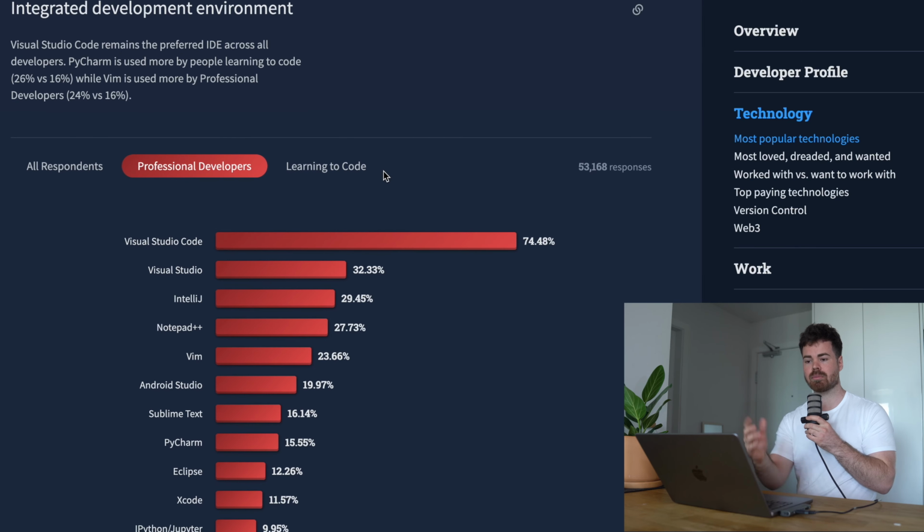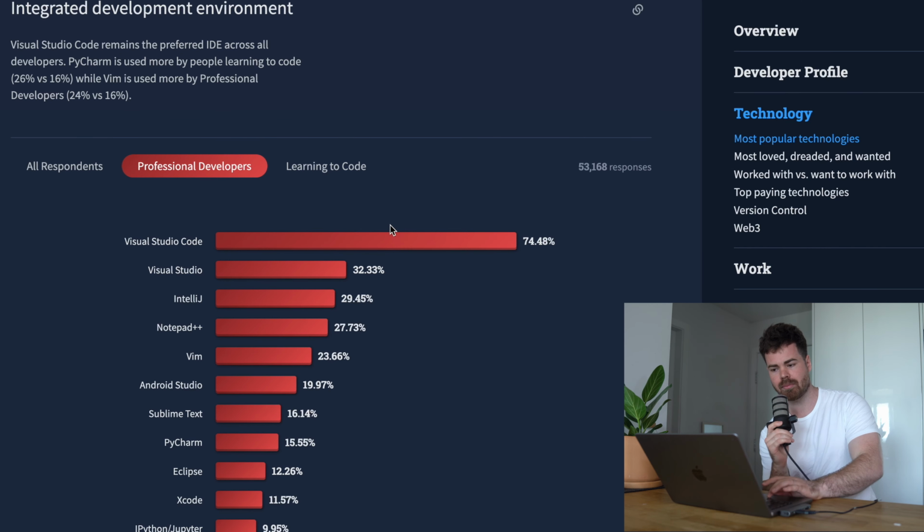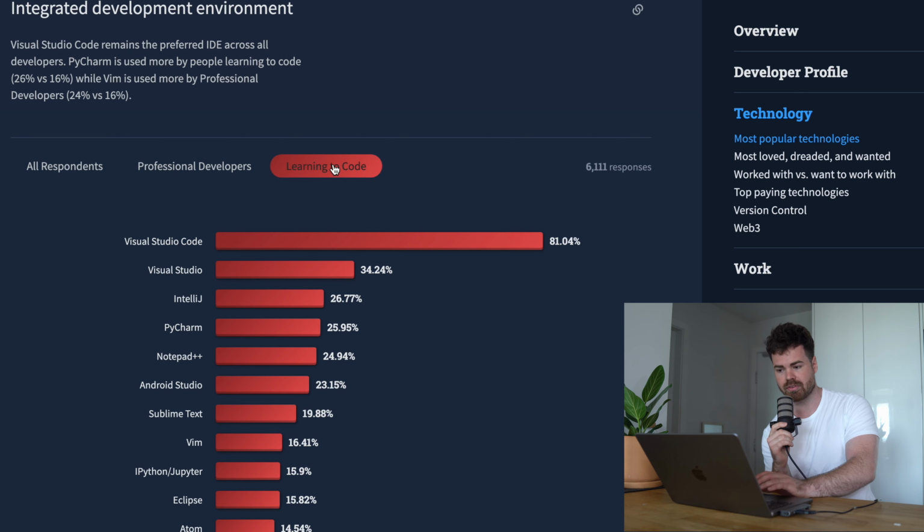Within IDEs as well, the most popular IDE is Visual Studio Code, coming in at 74% out of 53,000 responses. I personally use Visual Studio Code. I think it's fantastic, but I also really enjoy the IntelliJ platforms. I'm assuming the reason there's a big gap here is that Visual Studio Code is free, whereas IntelliJ is a paid IDE, and that's completely fair enough. I think the IntelliJ products are fantastic. Visual Studio Code, also fantastic.